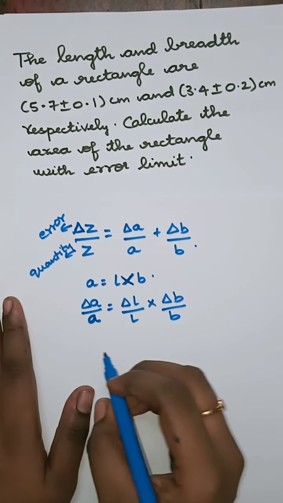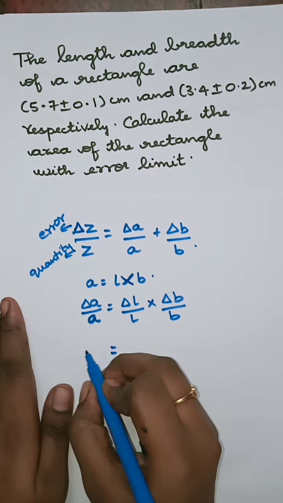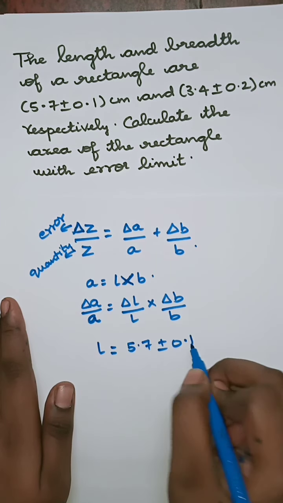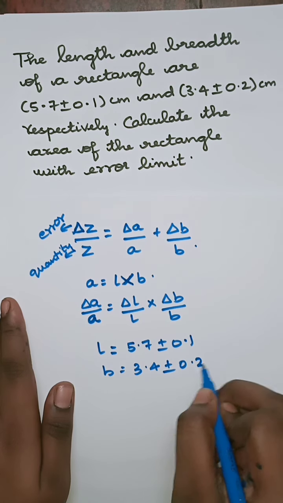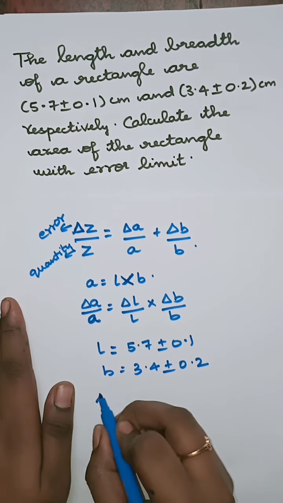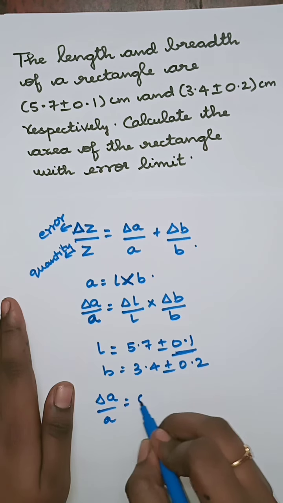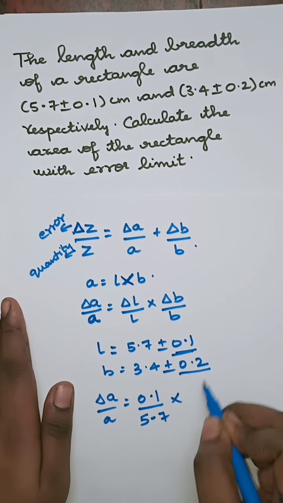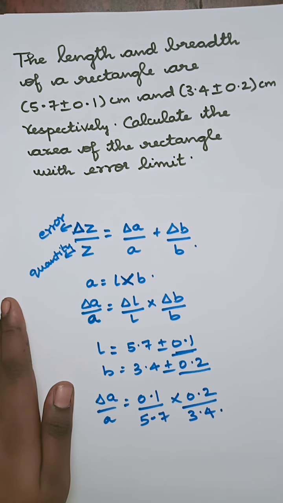Now, in this question, length is equal to 5.7 plus or minus 0.1 and breadth is equal to 3.4 plus or minus 0.2. Now, for the area, what is del L? 0.1 divided by 5.7, and del B is 0.2 divided by 3.4. What will be the answer?